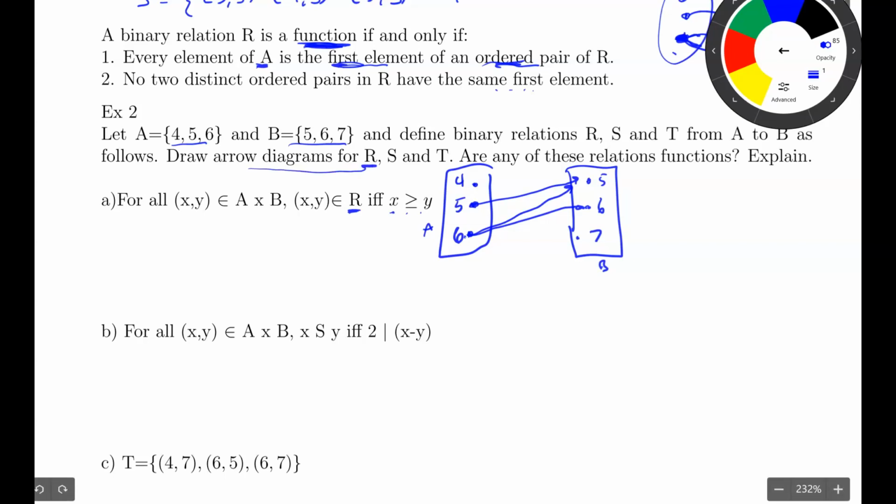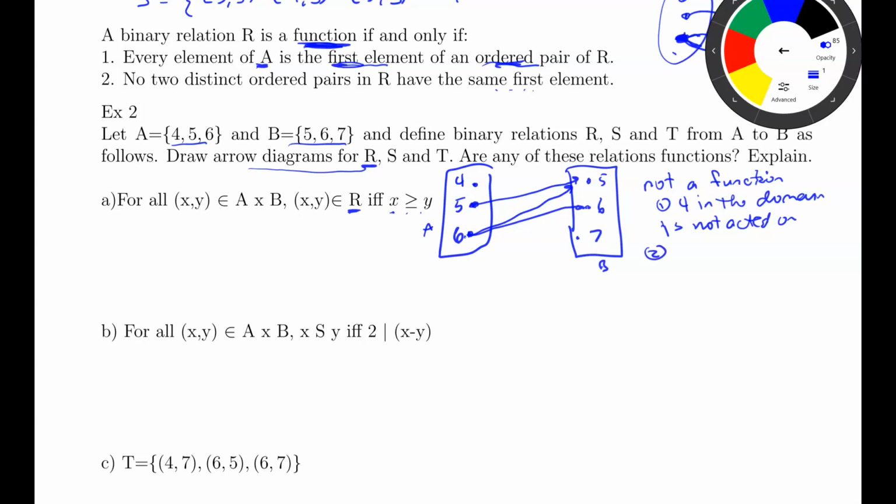Is this a function? This is not a function, right, for two different reasons. The 4 in the domain is not acted on. That's one way of saying it. It doesn't have anything going to it.